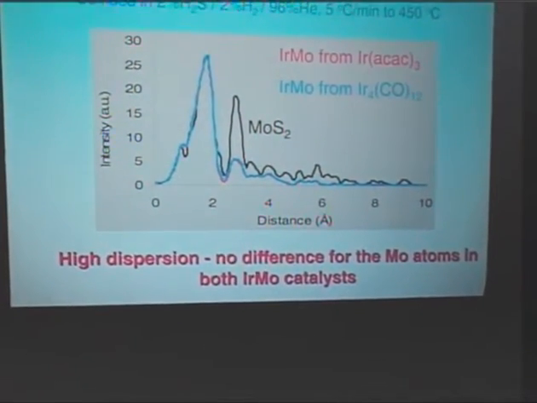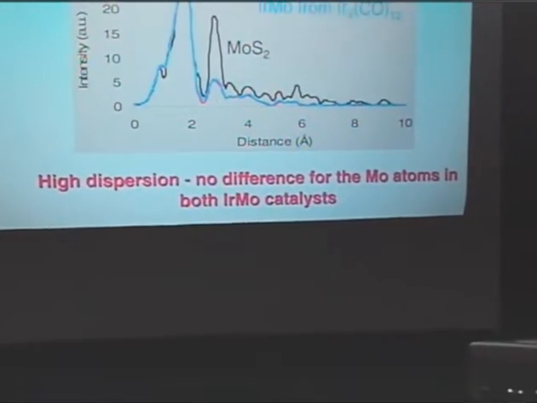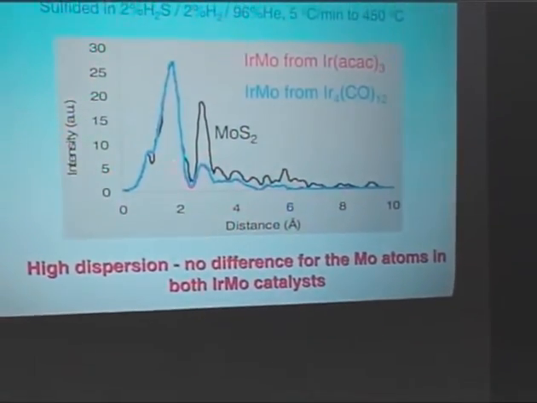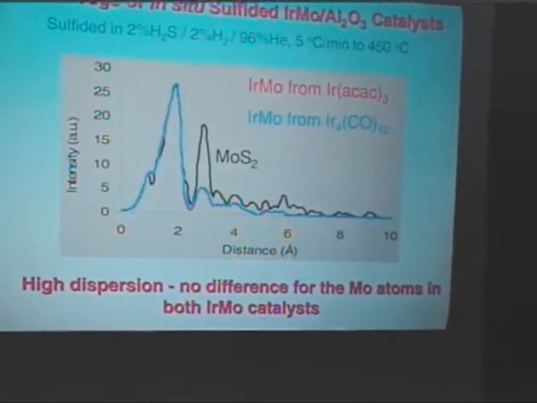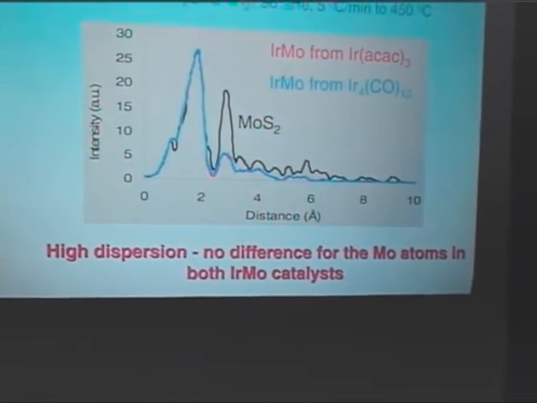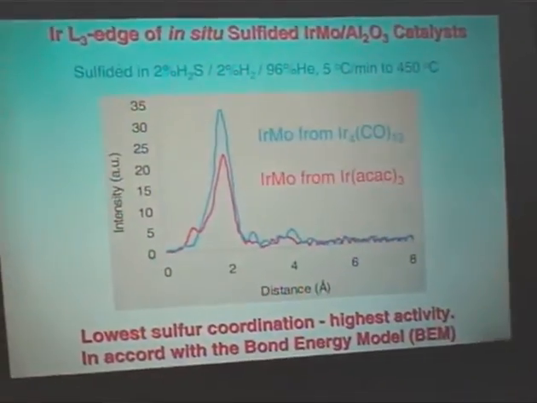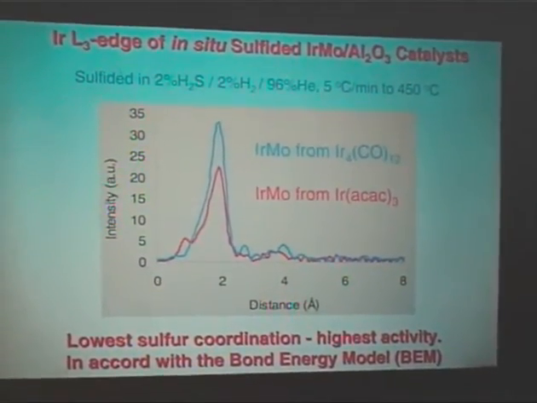There's just a difference for molybdenum disulfide, and this is that the degree of dispersion for the iridium molybdenum catalyst is much higher than for molybdenum sulfide. So the difference in reactivity for these 2 catalyst systems must be something different.